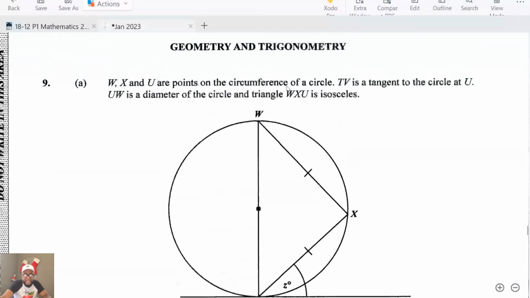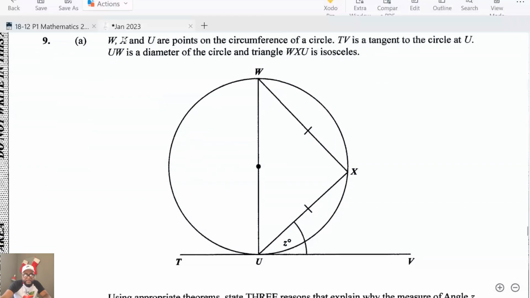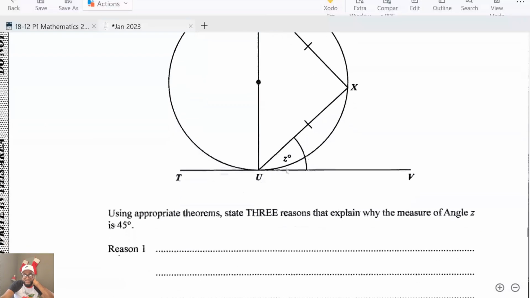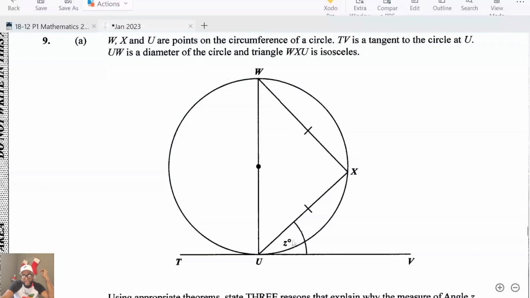Okay, we needed to finish 9A. W, X, and U are points on the circumference of the circle. TV is a tangent to the circle at U, meaning that it touches the circle at U. UW is a diameter of the circle, and triangle WXU is an isosceles triangle. Using appropriate theorems, state 3 reasons that explain why the measure of Z is 45.